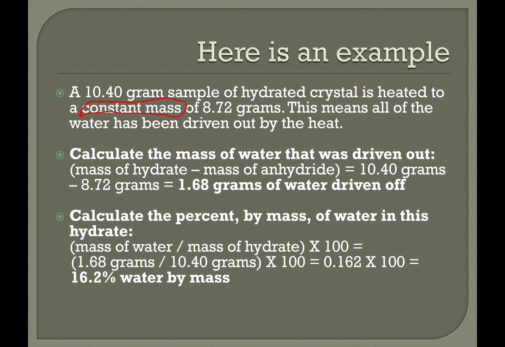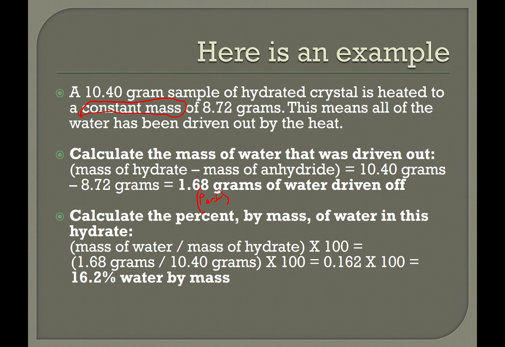We figure out what the mass of water was that was driven out by heating. So we take the hydrate and subtract the mass of the anhydrate, which is the remaining compound without water. So we subtract 10.4 minus 8.72 grams, and we can figure out how much water was driven off. This 1.68 grams is our part. That's the part of water.